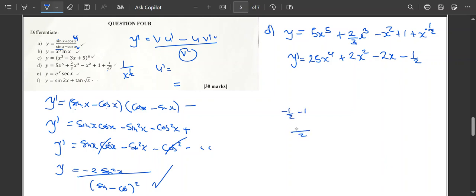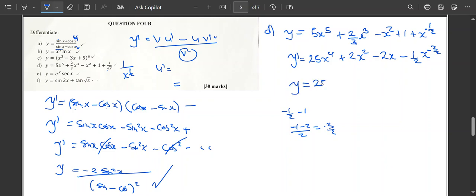So this will be 2, then that will be negative 1, then that will be negative 2, which is negative 3 over 2. So here we'll have x to the power negative 3 over 2. Okay, so now we'll just reverse it into the good form.